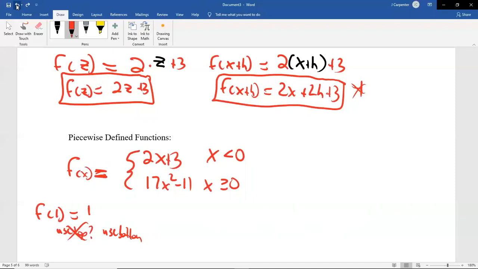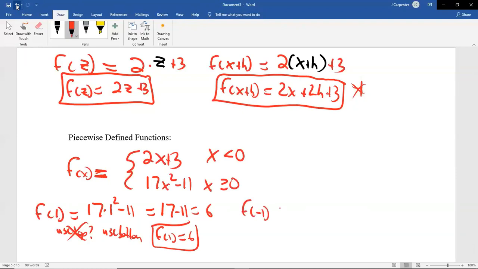17 times 1² - 11. We're supposed to use the bottom because we use the bottom when x is bigger than or equal to 0, and 1 is bigger than 0. 1 squared is 1, so that's 17 - 11, which is 6. So f(1) = 6. But if I wanted to do f(-1), then we would use the top because negative one is less than zero. So that'd be 2 times negative 1 plus 3, which is negative 2 plus 3, and that's positive 1. So f of negative 1 is positive 1.